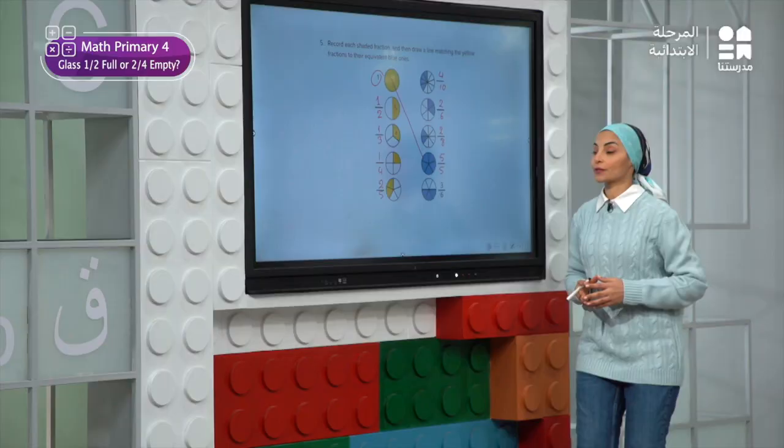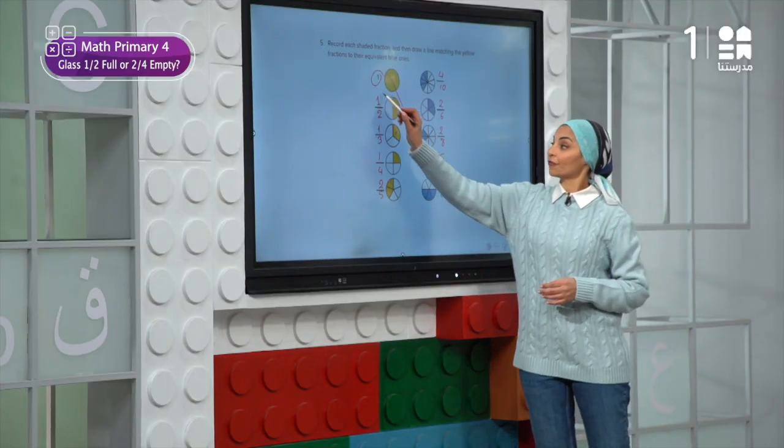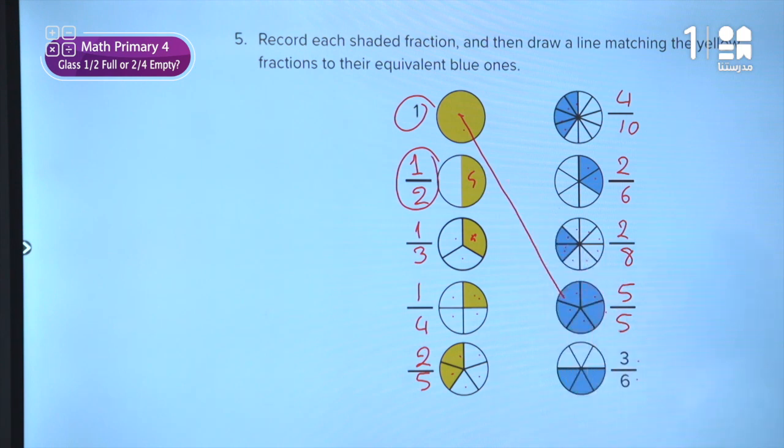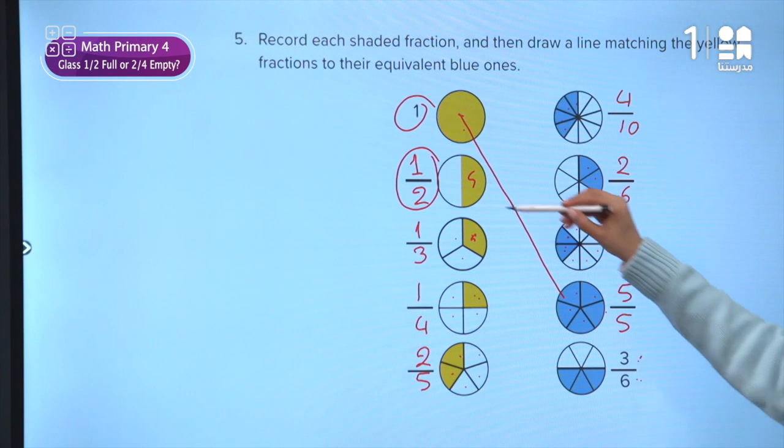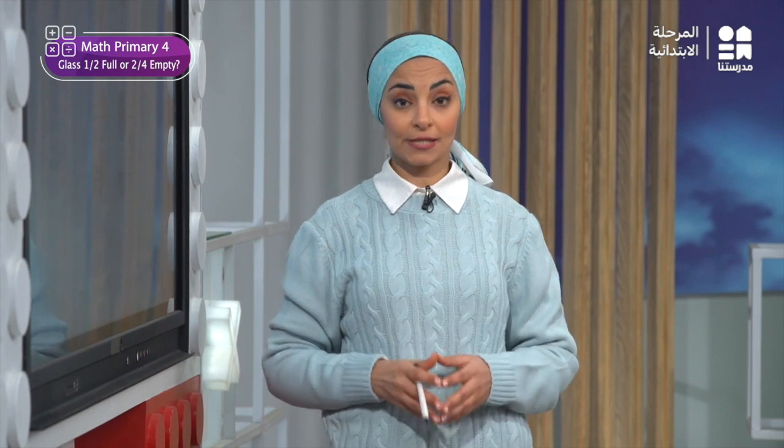Let's see the second one. The second yellow model is the half. Which is equivalent to the half? Yes, 3 over 6. 3 over 6 is equivalent to the half, right? Why? Because 3 is half of 6.